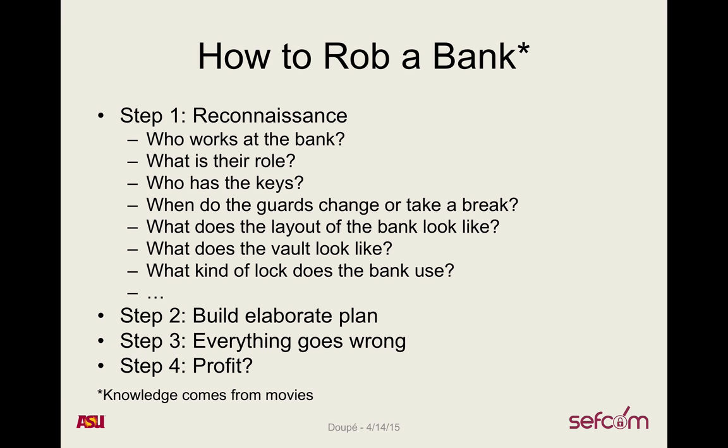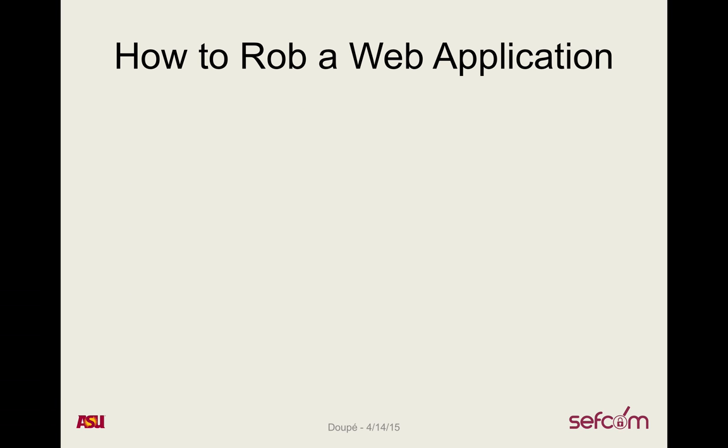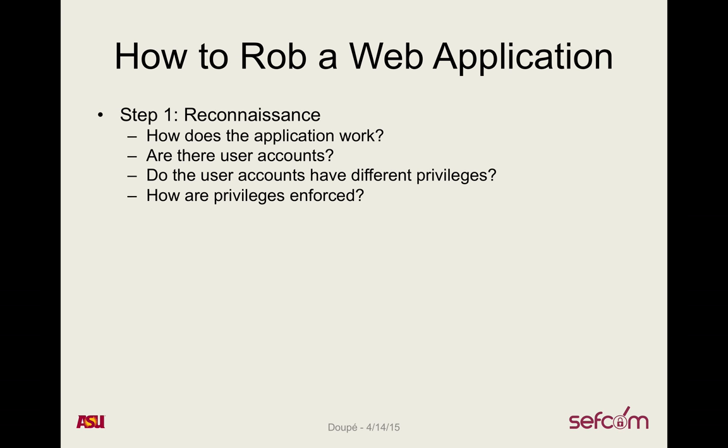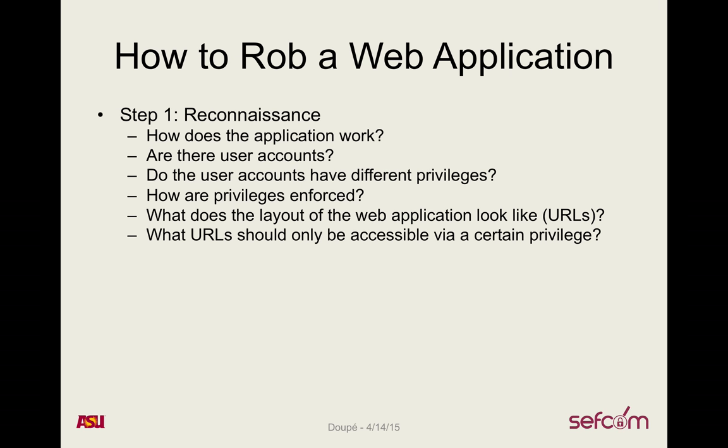You first need to use it to figure out as much as you can. You need to ask yourself, how does this work? Are there user accounts? Do the user accounts have different privileges, right? How are privileges actually enforced? Are they enforced? That would be a good finding. What does the layout of the web application look like in terms of URLs? What URLs should only be accessible to a certain privilege? What are admin URLs versus logged in URLs versus logged out URLs?